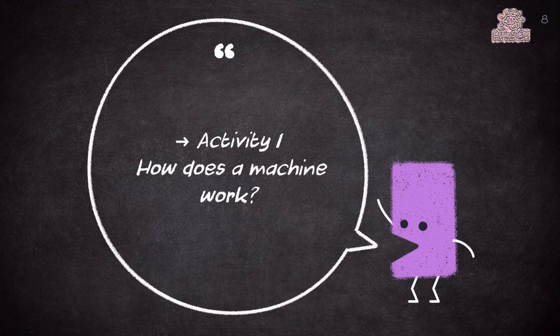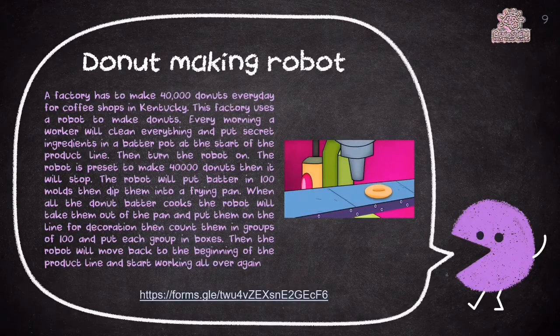Activity 1. How does a machine work? A donut making robot. A factory has to make 40,000 donuts every day for coffee shops in Kentucky. This factory uses a robot to make donuts. Every morning, a worker will clean everything and put secret ingredients in a batter pot at the start of the production line. Then, turn the robot on. The robot is preset to make 40,000 donuts, then it will stop.